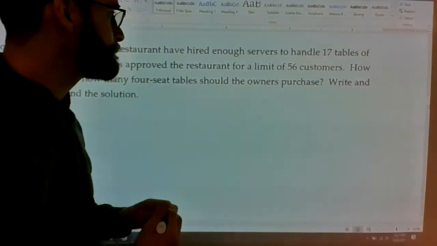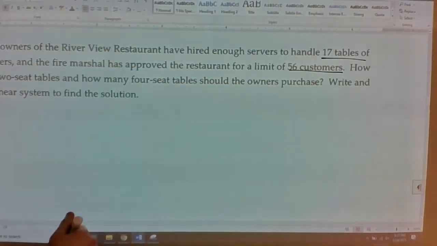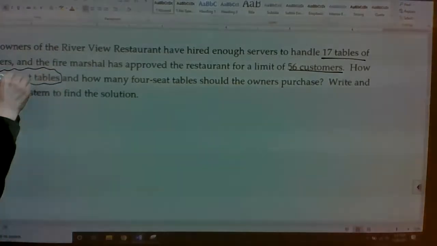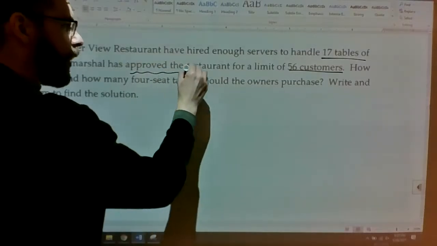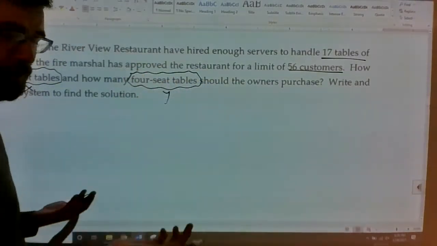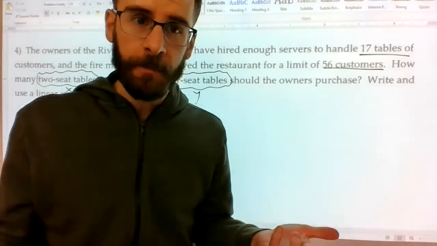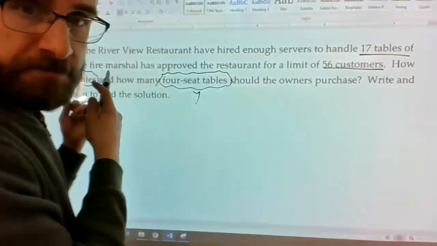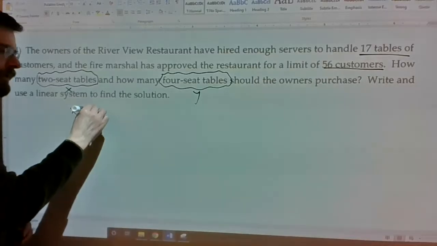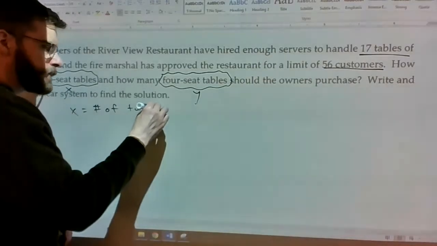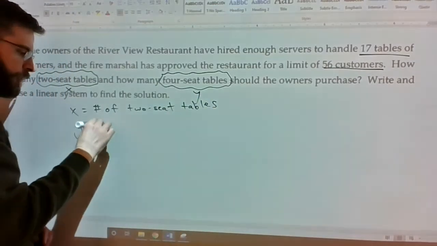So here's what I see. 17 tables, 56 customers, and then we have 2 variables here. We have X number of 2-seat tables, and we have Y number of 4-seat tables. If we're just going to plainly apply a variable to each one, in which they look very similar to what we've been talking about in our previous examples, seems to me like this would be a very good start. So let X equal the number of 2-seat tables, and let Y be the number of 4-seat tables.